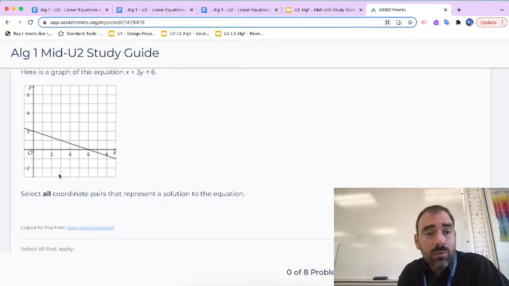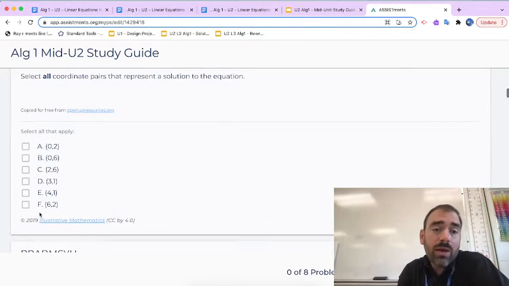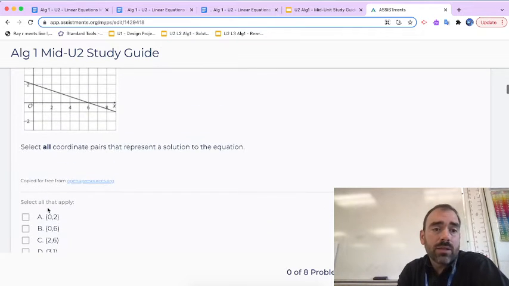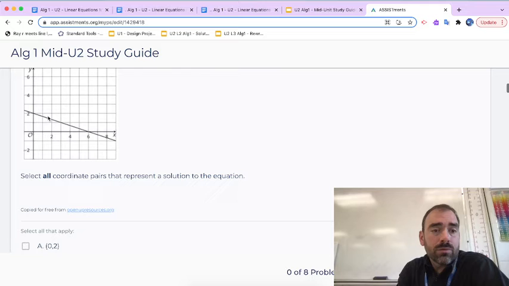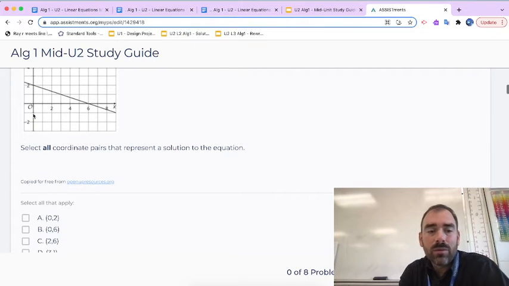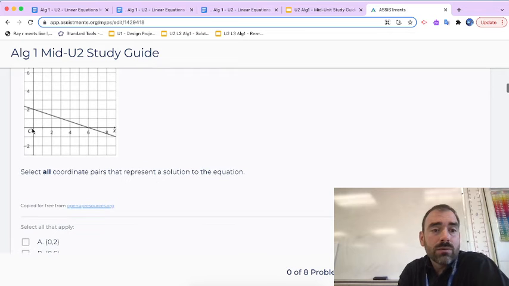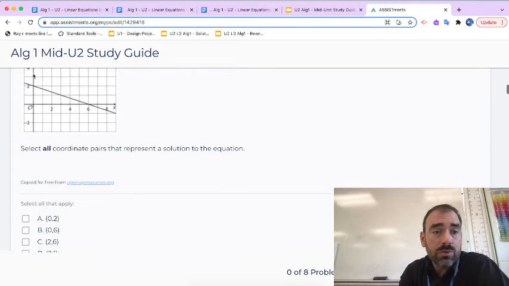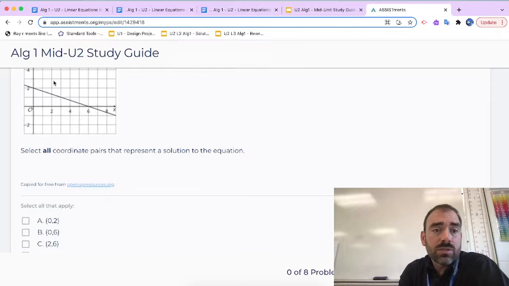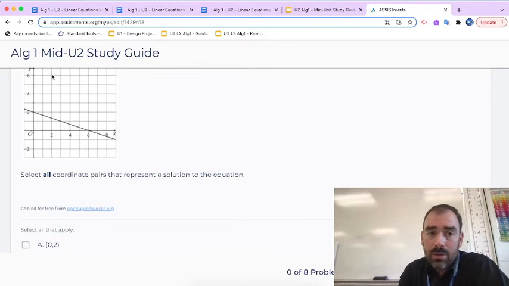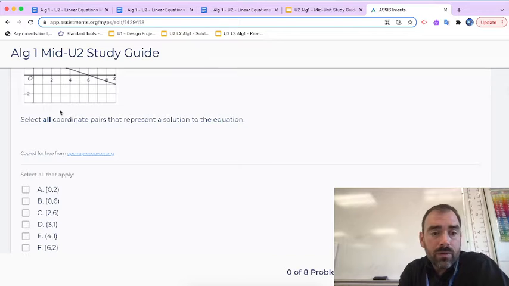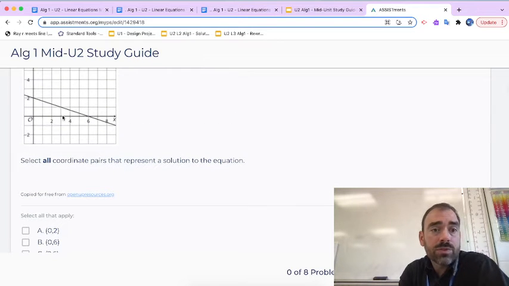So when we're looking at that, you have to look at each coordinate and say, is it on the line? So 0, 2 would be right here. Yes, it's on the line, so that one works. 0, 6 would be all the way up here. That's not on the line, so no, you don't select that one. 2, 6 would be 2 units over, 6 units up. Nope, not on the line. 3, 1, so 3 units over, 1 unit up. Yes, that's on the line.